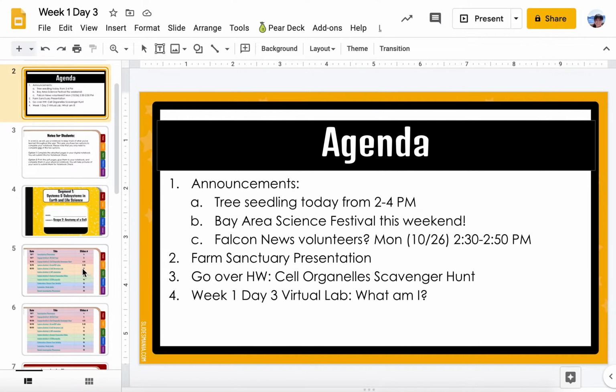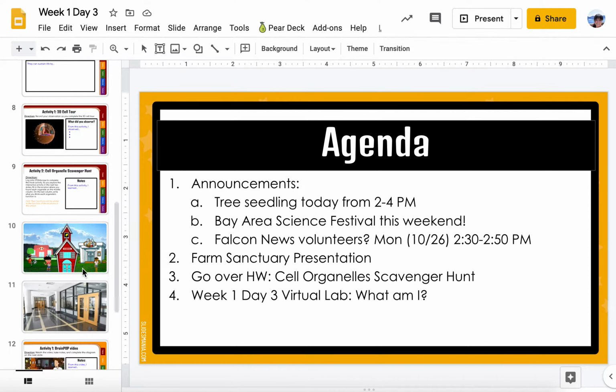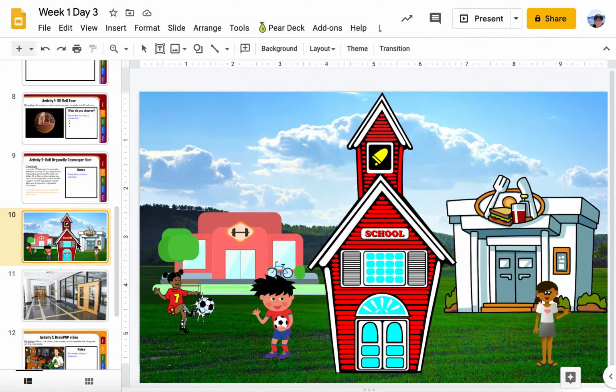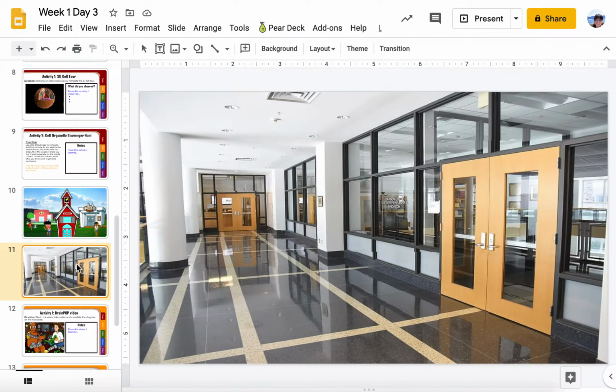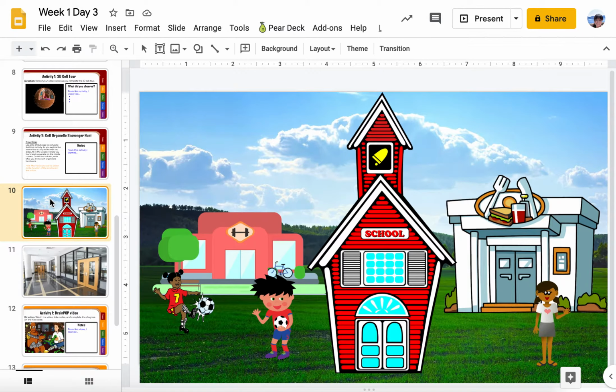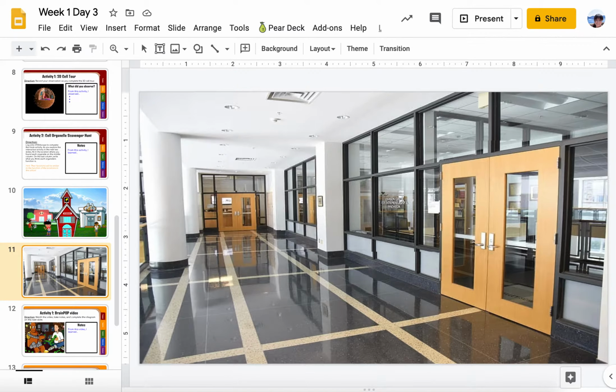Now, first, let's take a look at the slide for the cell organelle scavenger hunt. Again, that is in slide number 7 and slide number 8 in your notebook. Please do not use the number on this part. This number is my presentation, so it's different from the number you have in your notebook. Okay, so those are the two slides that we are looking at, slide 7 and slide 8.